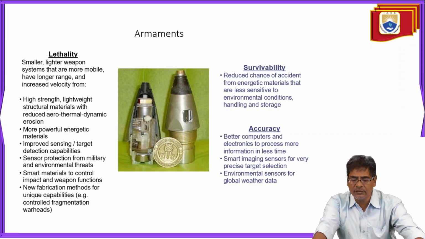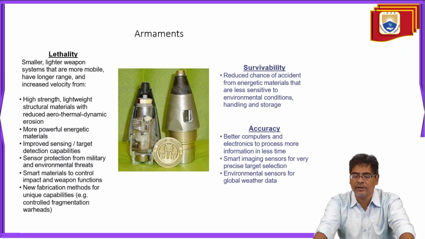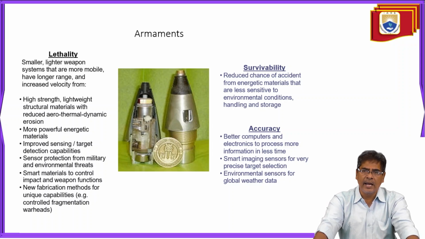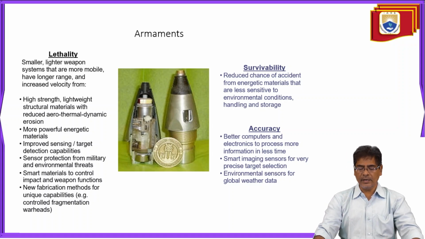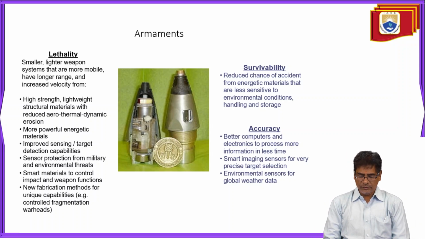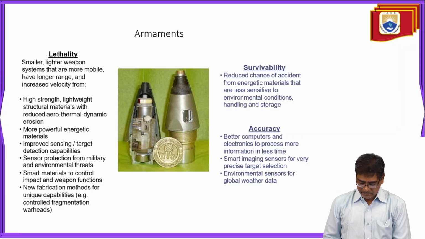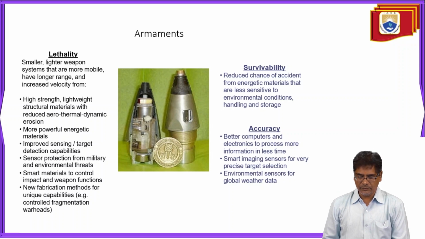So the best feature is survivability. That means there is a reduced chance of accident from energetic materials that are less sensitive to environmental conditions and handling and storage. And at the same time, we have accuracy, better computers and electronics to process more information in less time, smart imaging sensors for very precise target selection, environmental sensors for global weather data. So these are some of the uses of armaments.